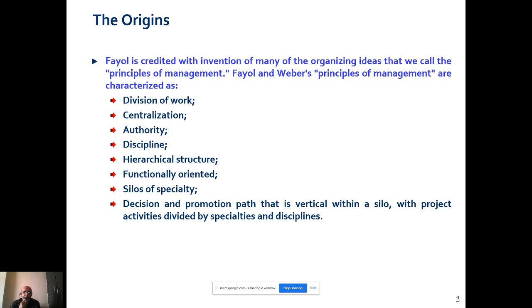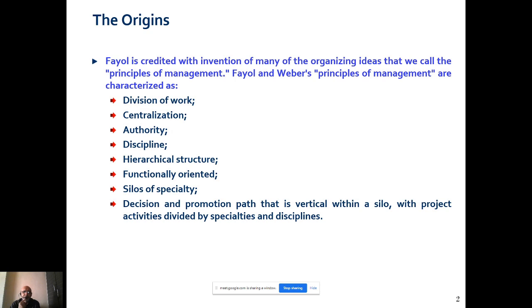So, functionally oriented, likewise, who will do what. That is, if a fellow is heading the accounts department, it was department oriented. At our institute, we also have a functionally oriented kind of structure here, which is departmental centric, isn't it? And silos of specialities.